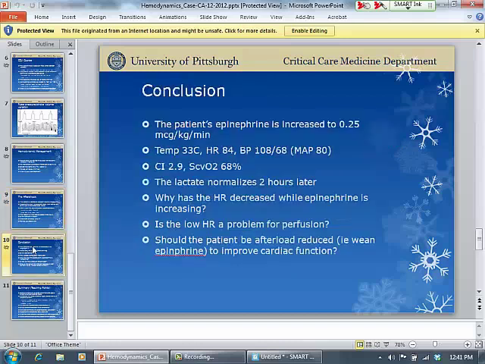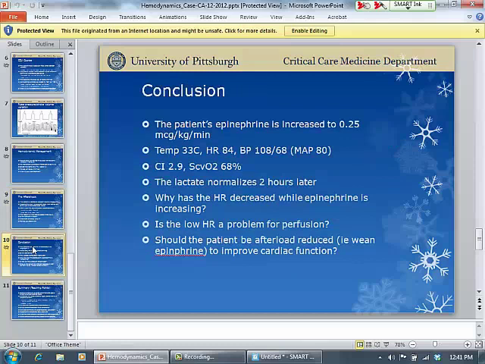So the patient's epi gets increased to 0.25, which now is a vasoconstrictor dose, okay. Temp is now down to 33. Heart rate's 84. So again, the heart rate you've seen come down, right? And this is a typical hypothermic effect, but it does not change the cardiac output. People worry about this a lot, and at 84 you're not going to really care, but there are going to be plenty of times if you're cooling a post-arrest patient that it becomes 54, sometimes even 44.